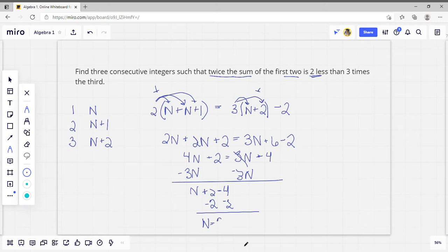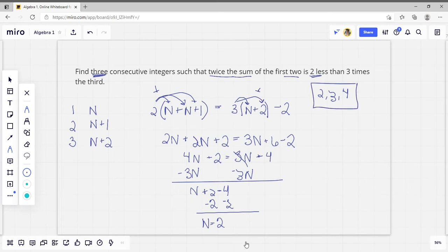Okay, and like I said before, one number is not your answer. We need 3 numbers to get the right answer. So the number would be 2 for our first. Our second would be 2 plus 1, so that would be 3. And then our third would be 2 plus 2, which would be 4. Okay, so your answer is going to be 3 numbers. Just like that, 2, 3, 4.